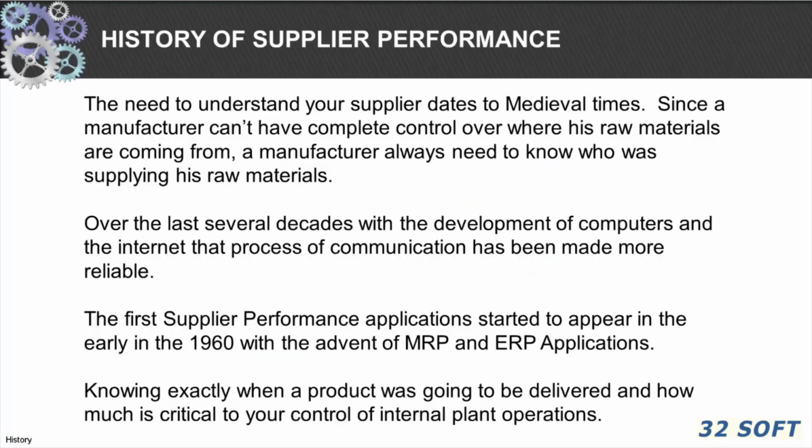The need to understand your supplier dates back to medieval times. Since a manufacturer can't have complete control over where his raw materials are coming from, the manufacturer needs to know who is supplying that raw material. Over the last several decades, with the development of computers and the internet, that process of communication has been made more reliable. The first supplier performance applications started to appear in the early 1960s with the advent of MRP and ERP applications. Knowing exactly when a product is going to be delivered and how much is critical to your control of your internal plant operations.